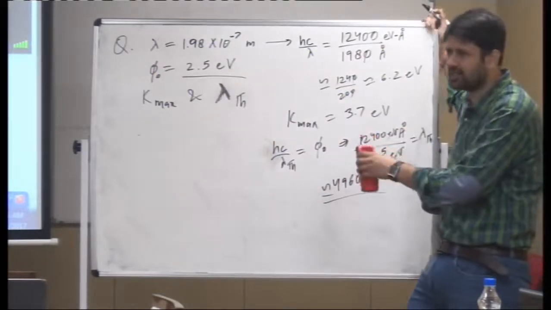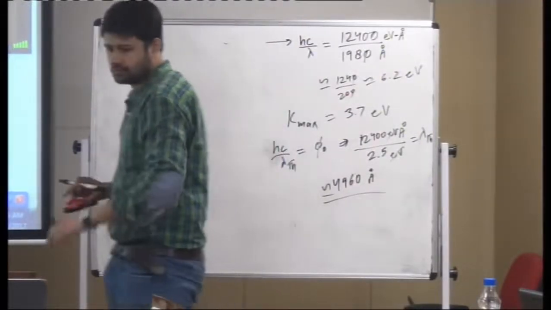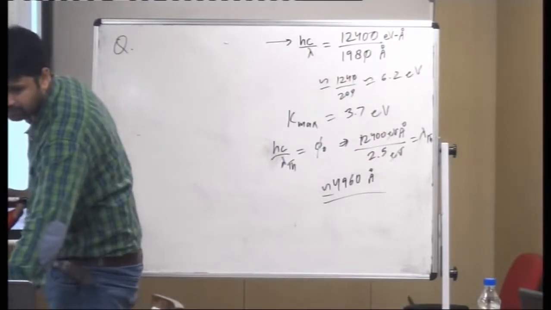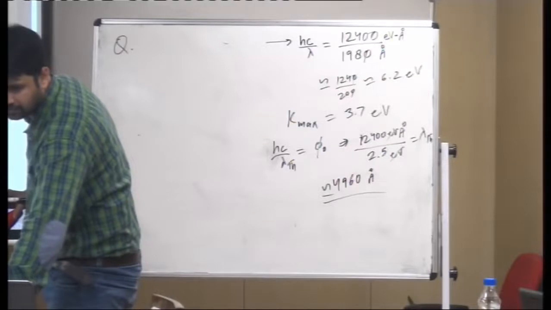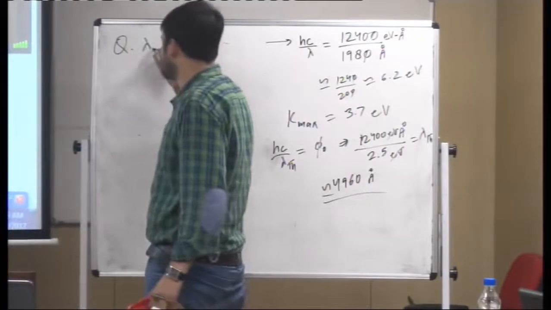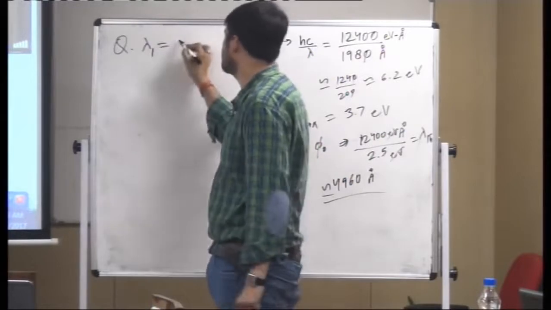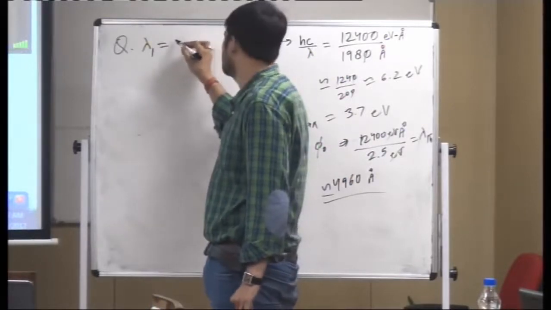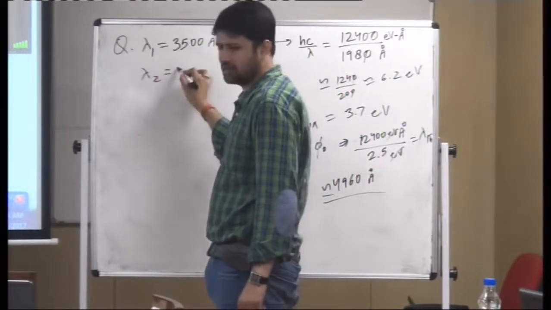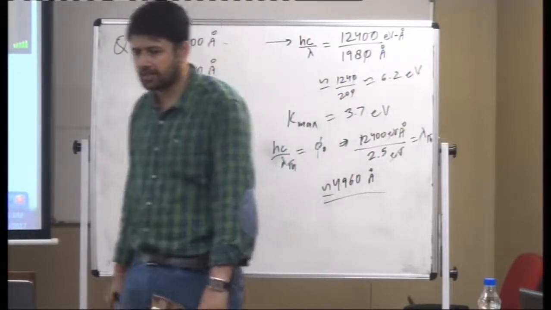Can I raise this? This was an easy one. Let's discuss another. So it says two wavelengths are incident. First one is 3500 angstrom and the second one is 5400 angstrom, incident on a metal.